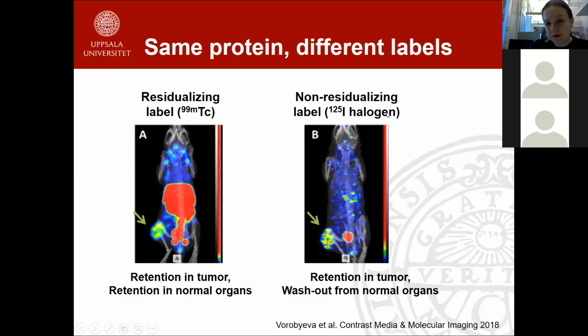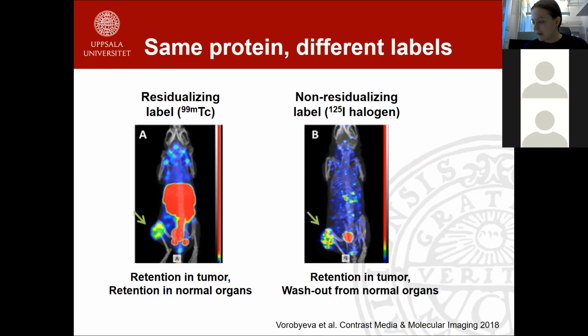But when we talk about the non-residualizing labels, the halogens, as I said before, internalization in normal organs is very fast, which means that the protein is taken up by normal organs and the label just leaks out from normal organs. So we don't see so much activity in normal organs, but in the tumor, internalization is very slow. So it just stays on the cell surface, it doesn't go anywhere, and we can still detect quite a high signal from the tumor.